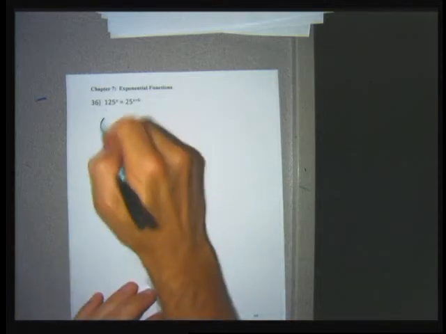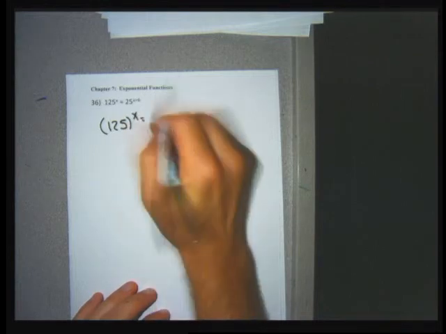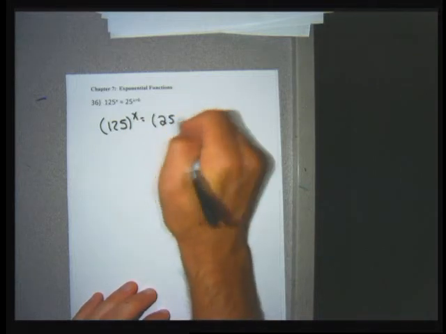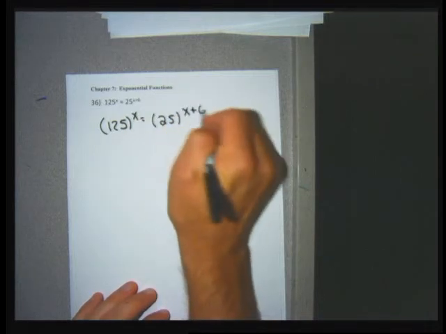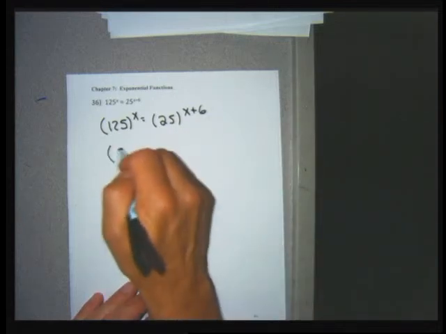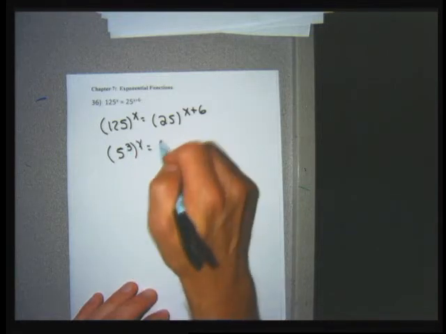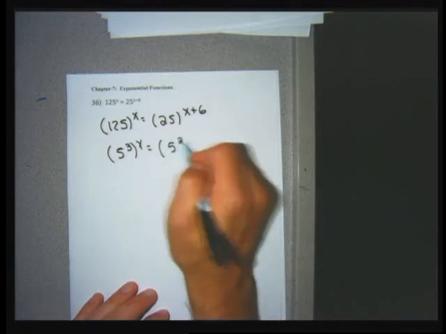Both numbers in 36 are not prime. They both need to be popped into a parentheses. They both are multiples of 5 or powers of 5, so it's not so bad. The prime factoring for 125 is 5 cubed. Again, you could do that on your calculator if you don't have it memorized. The prime factoring for 25 is 5 squared.